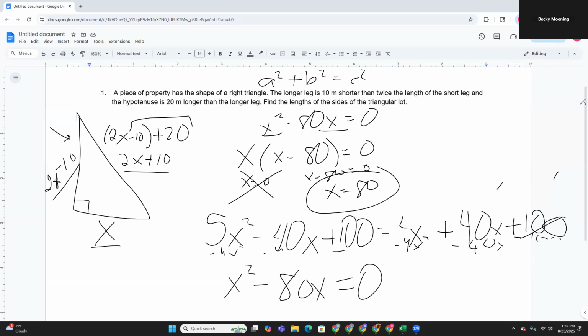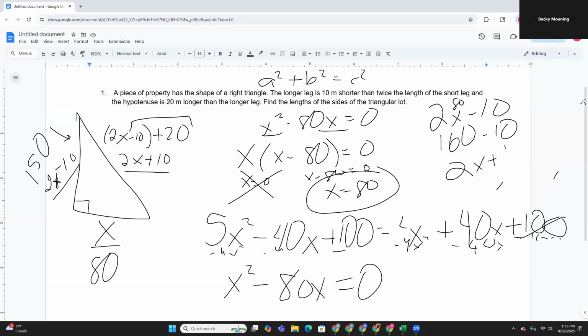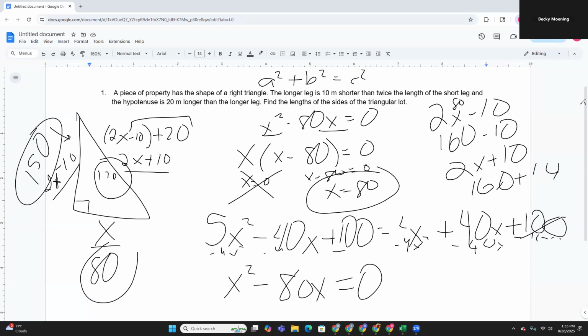Now to find the lengths of the sides, we know that the short side is 80. That's the easy one. Then I go to the long side, and that's 2x minus 10. So if I plug in 80 for x, I get 160 minus 10. So the long side is 150. And then 2x plus 10 is the hypotenuse. So that's 160 plus 10. So my hypotenuse is 170. So there are the three lengths of sides of the triangle.